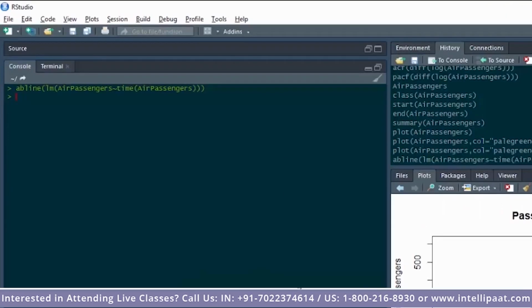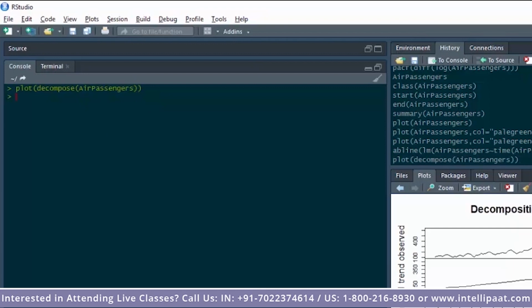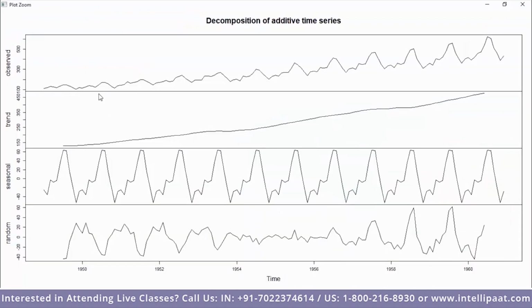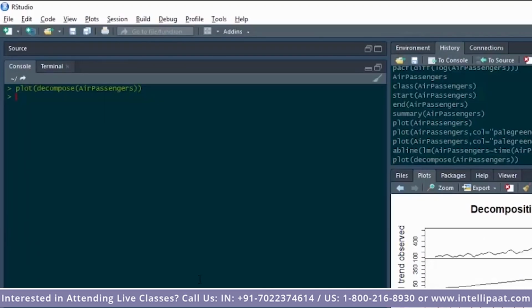Okay, so now we'll go ahead and have a glance at the decomposition plot. So I'll type plot of decompose of air passengers and we get the decomposition plot. So this is the original graph and this is the trend line which we get. So we see that there is a general upward trend and this is the seasonal pattern and this is the random pattern.